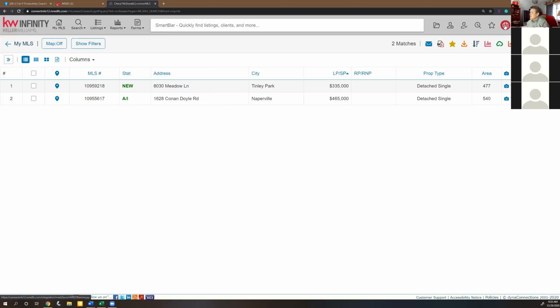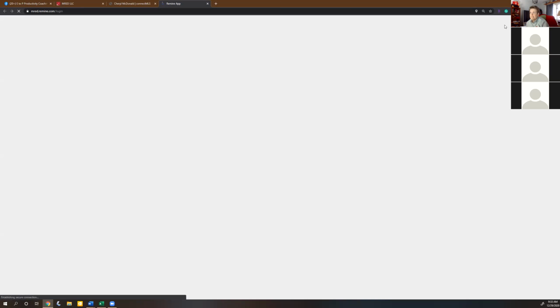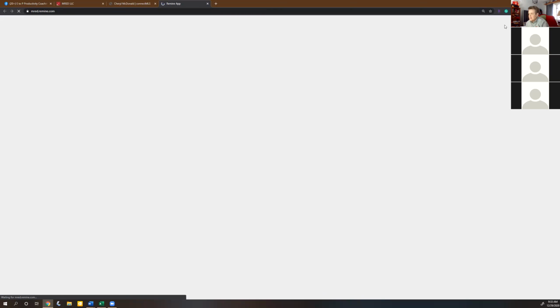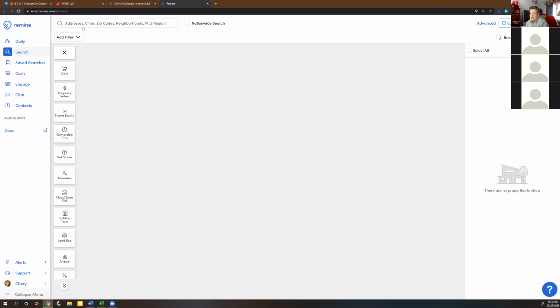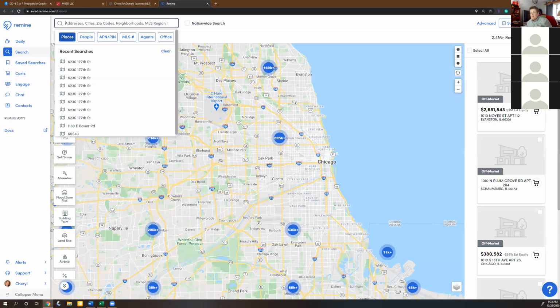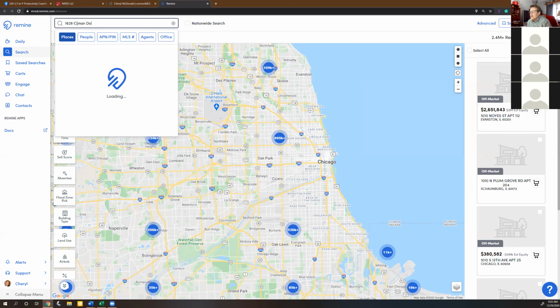All right. So I'm going to go over here to Remine. The first thing I want to do is glean as much information about the property as I can. This is particularly more important if I am not familiar with the neighborhood. So up here in the search bar, I'm going to search for that address, 1628 Conan Doyle Road. And then here we've got it.